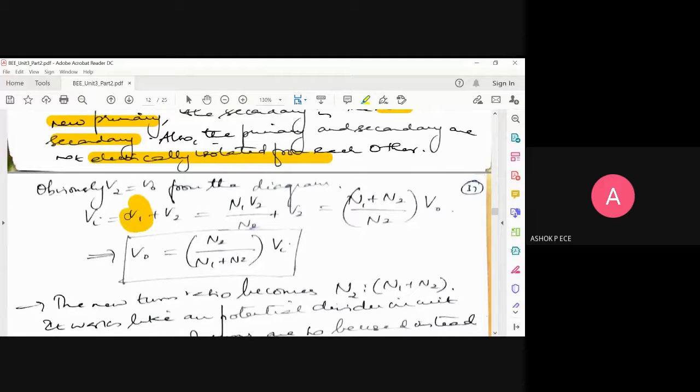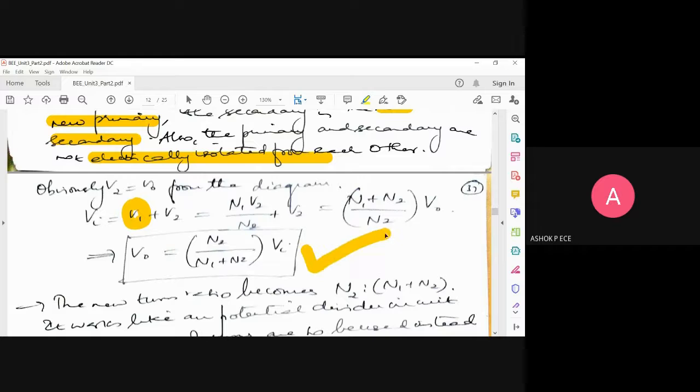Now I am applying the turns ratio formula and writing V1 in terms of V2. So V1 by V2 is N1 by N2. So I can write V1 as N1 into V2 by N2, plus V2. I know V2 equal to V naught, so I'll substitute here, and V2 is common. If I take V naught outside and take the LCM, I get N1 by N2 plus 1, or N1 plus N2 by N2. So from this, I can find V naught equal to N2 by N1 plus N2 into Vi.